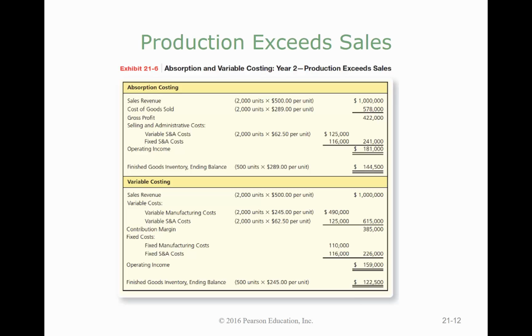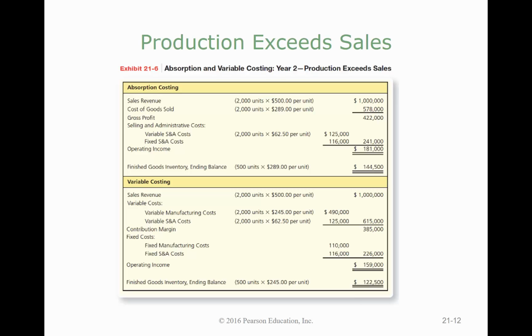No guesses? All right, I guess I'll just tell you then. Here's why. Under absorption costing, we took those fixed manufacturing overhead costs and we made them part of our cost per unit. That's why our cost per unit here is $289, but our cost per unit here is only $245. We took that additional cost that we didn't make part of our unit cost under variable costing and charged it as a fixed manufacturing cost.